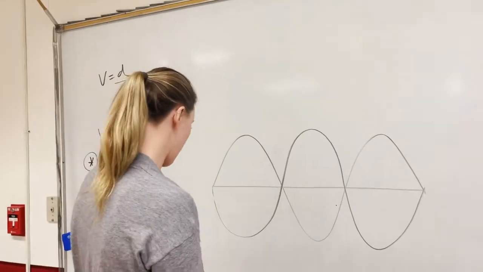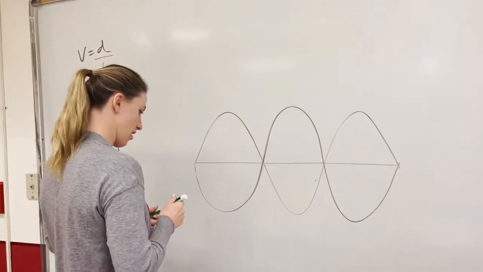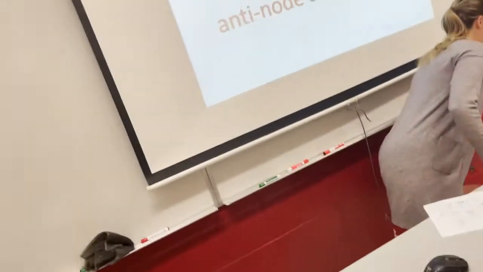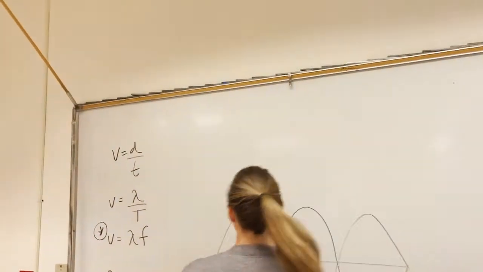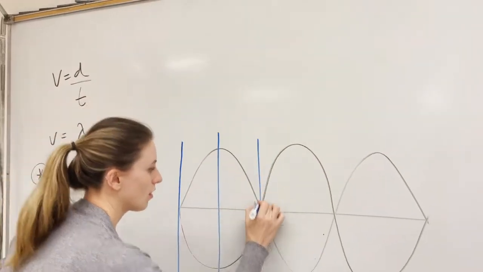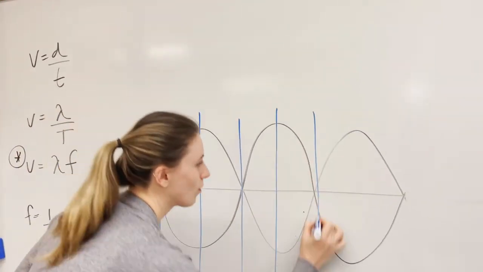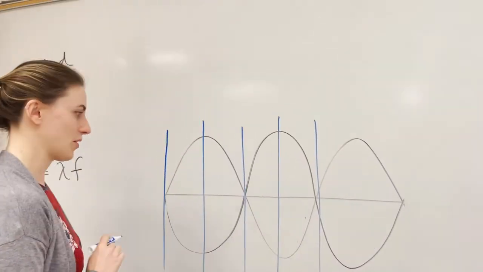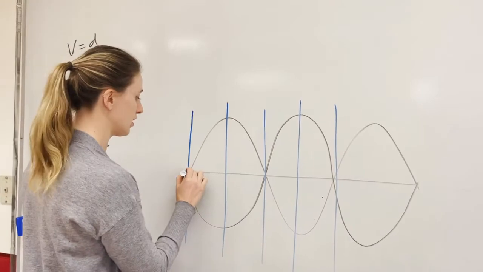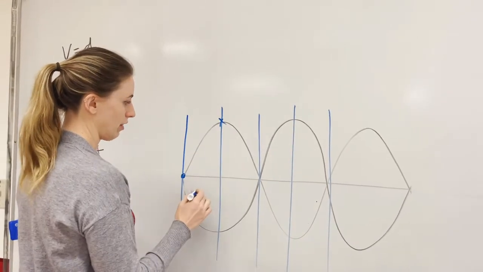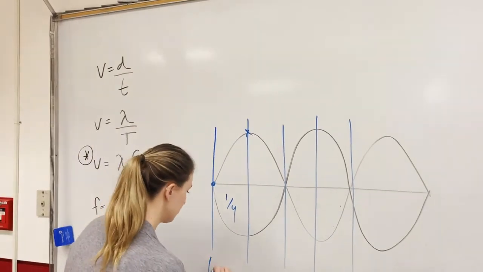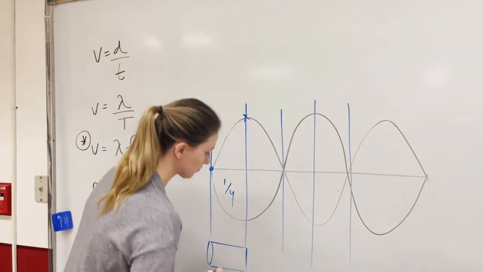Okay, so we've been talking about a closed pipe, and we know that it has a node at one end, which is right here, and an antinode at the other. And so it's a quarter of a wavelength, because one bump is half a wavelength, two bumps is a full wavelength.